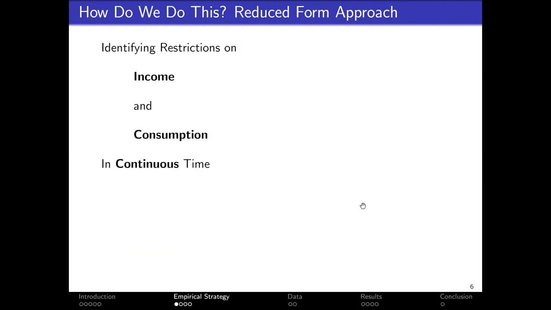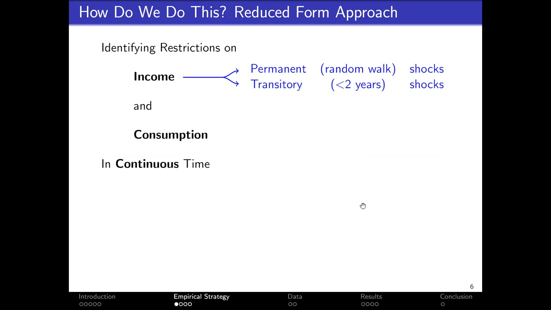Okay, so now I'll move on to the methodology and what we actually do. We're essentially identifying restrictions on the income process and the consumption process, and we'll do it in continuous time. For income, we do a very standard decomposition, which is very common in the literature, to divide the idiosyncratic income process into permanent and transitory components, where the permanent component is a random walk.